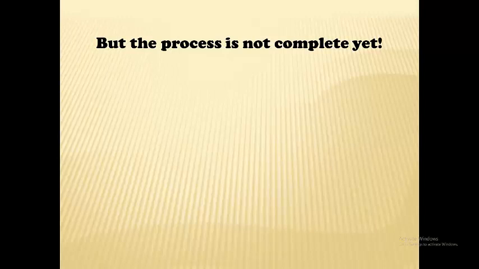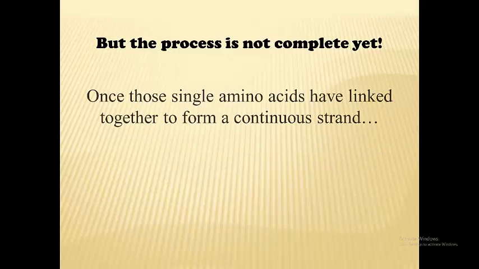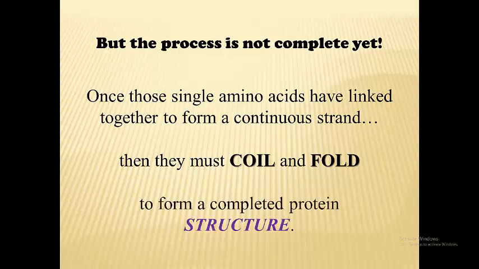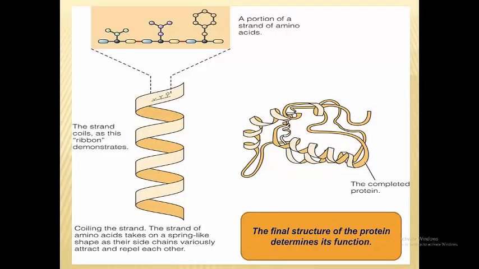So once the amino acids link together and they form a chain, the process is not yet complete, right? It is key to understand that they must then coil, much like a ribbon that spirals, and fold. And once all of this takes place, what you have is a completed protein structure like you see here. At this point, it is functional. So we say that the final structure of the protein determines its function.